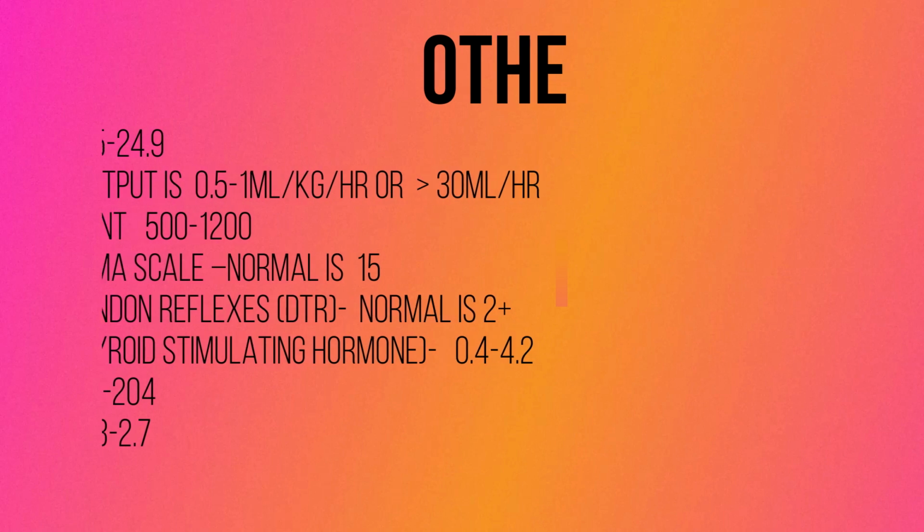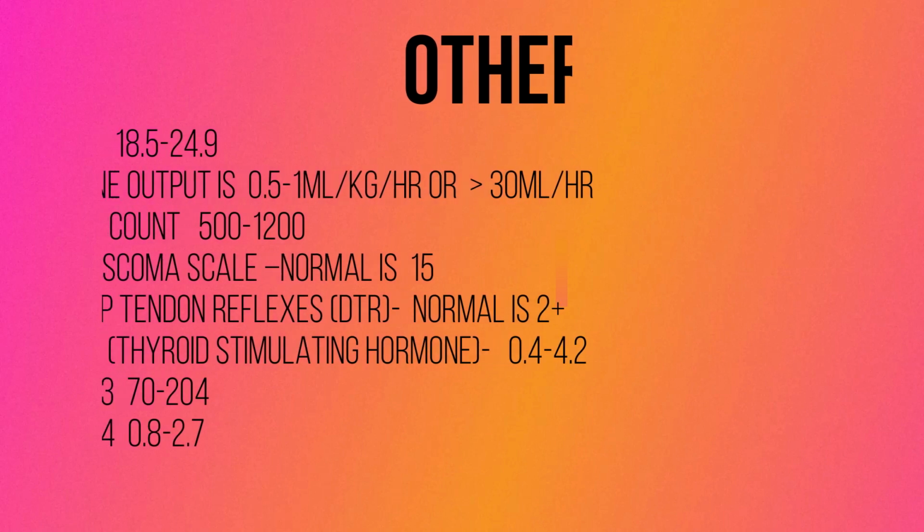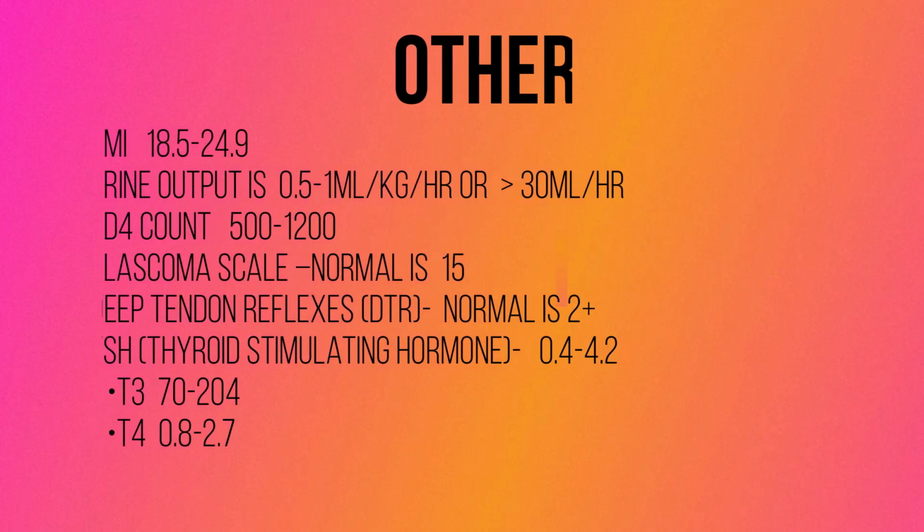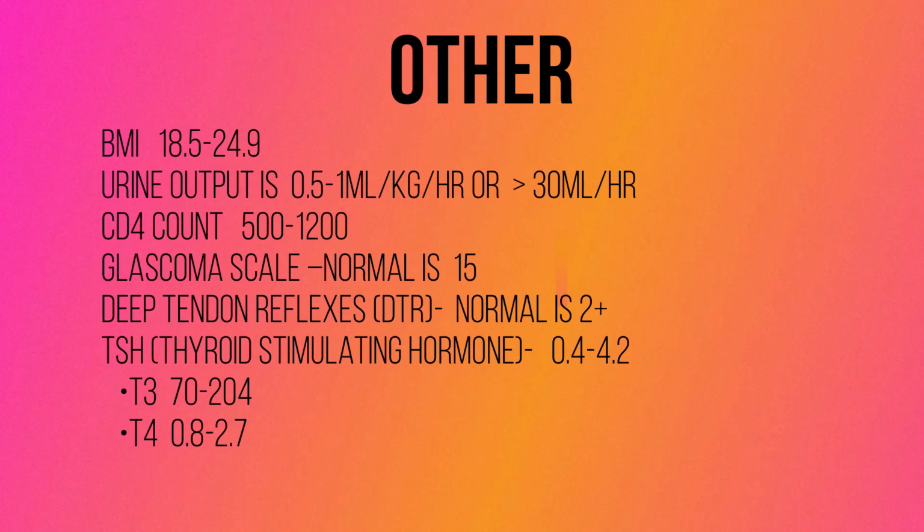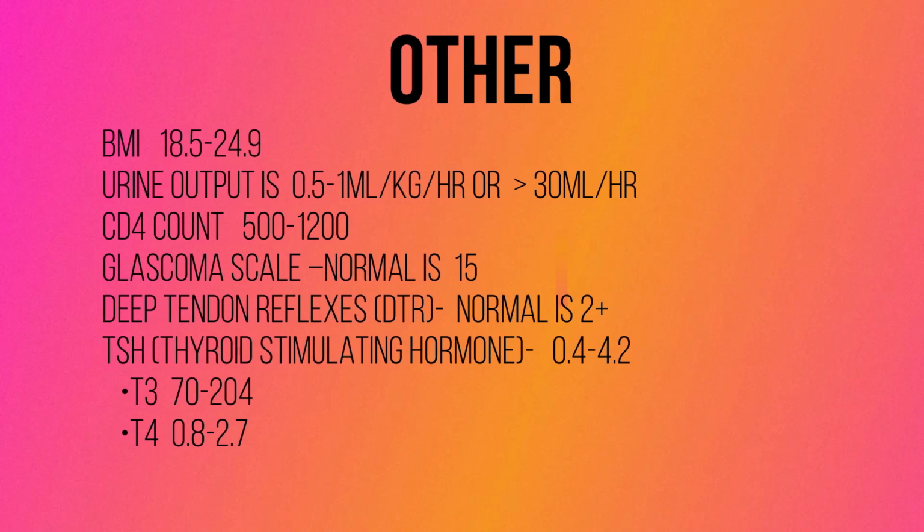So if someone works out using dumbbells and stuff like that, and they have a lot of muscle, it might show that they're overweight or even morbidly obese, but they're perfectly healthy. So that's why it's not such a good indicator for someone who's a muscle builder and stuff like that. Normal is 18.5 to 24.9.